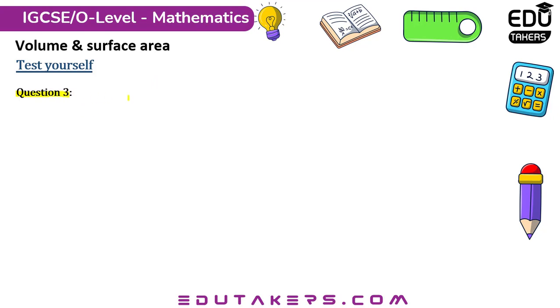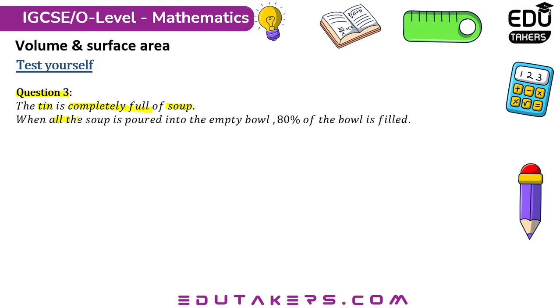Question number 3, part b. The tin is completely full of soup. When all the soup is poured into the empty bowl, 80% of the bowl is filled. Calculate the radius of the tin. It's a 4-mark part.